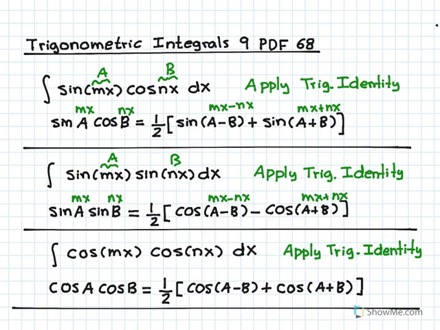The third integral is a product of two cosine functions. So we have a here and b here, and similarly, we're going to have mx here, nx, and just like before, a minus b would be mx minus nx, a plus b would be mx plus nx. Let's look at some examples.